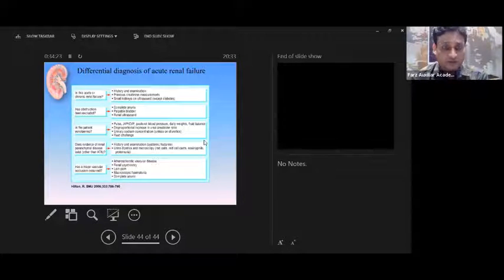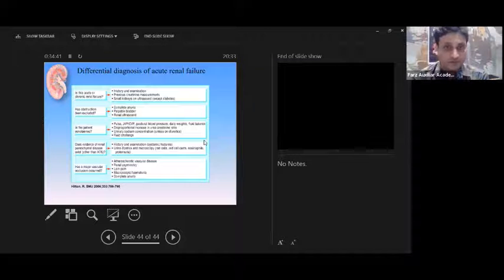Second, we have to rule out whether any obstructive history is present or not. If the patient has a past history of urgency, frequency, and hematuria, or presents with complete anuria, then we have to palpate the bladder. Many times we have to do ultrasonography to see if any urine retention is present or not.